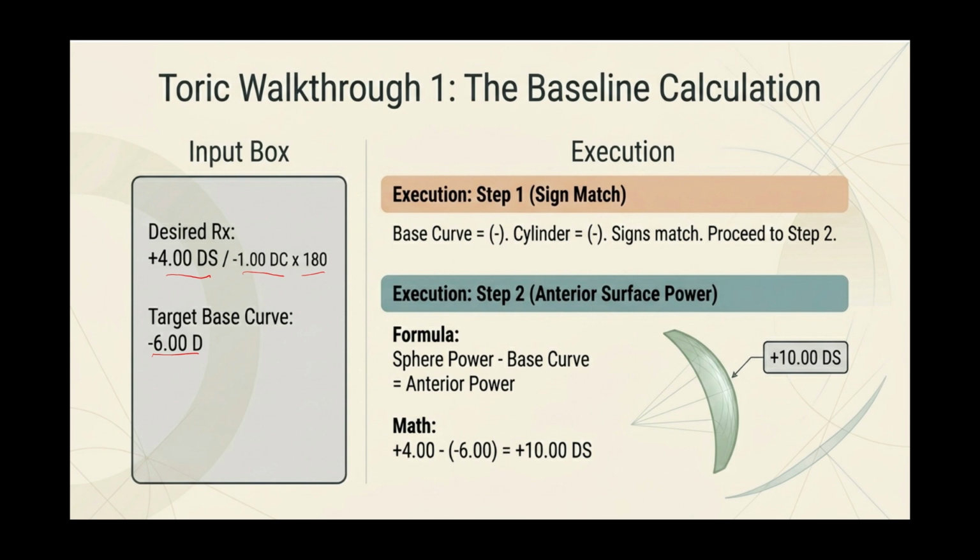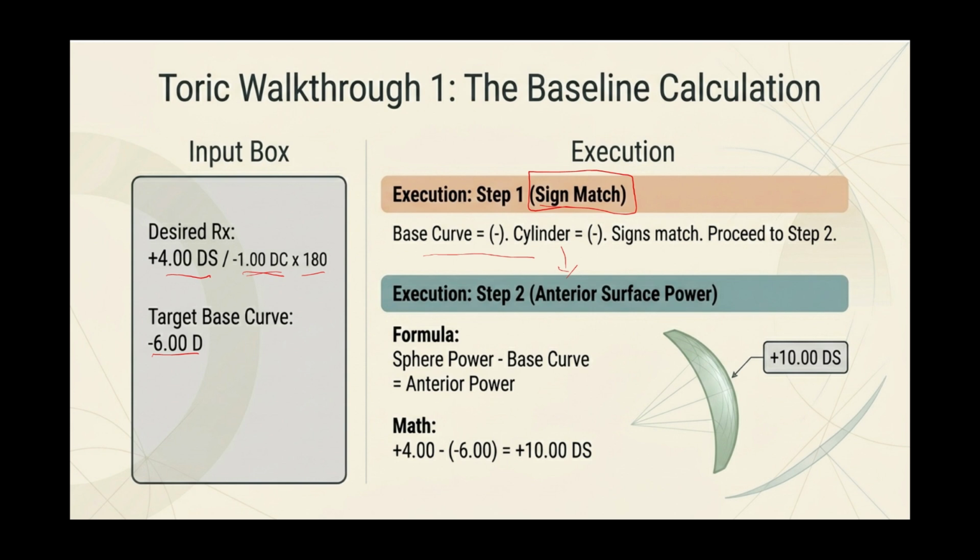So what is the first step? Look for a sign match. Here, we see -1 diopter cylinder and -6 diopter, so there is a match. So this is our green light scenario. We can simply proceed to step 2, that is calculating the anterior surface power.